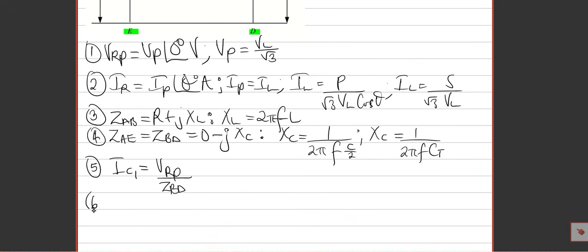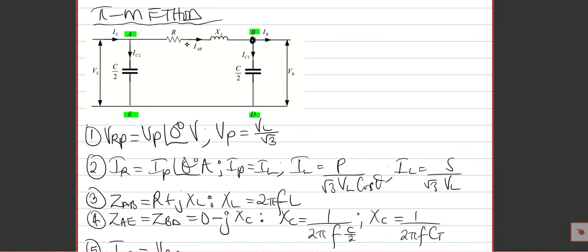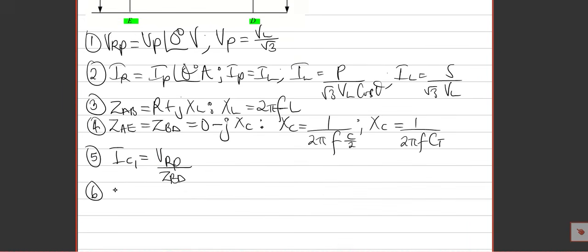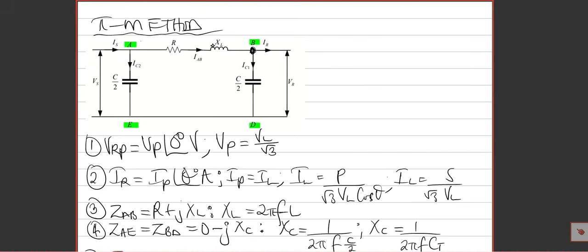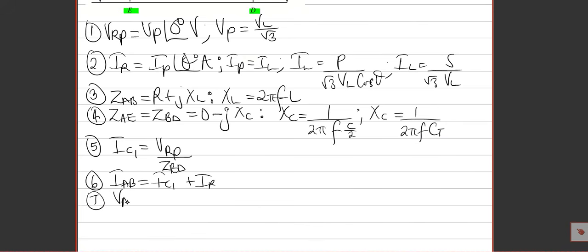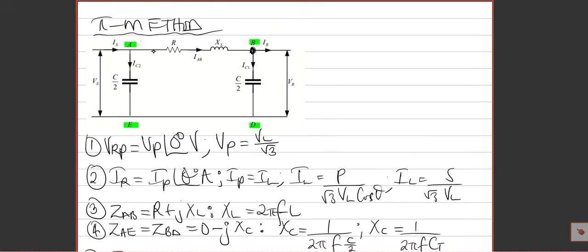Next step. Like I told you, the intention of finding IC1 is so that you can find IAB. So IAB equals IC1 plus your IR. The reason you look for IAB is to find the voltage drop between A and B. That voltage drop, VAB, equals the current passing between A and B times the impedance between these 2 points.